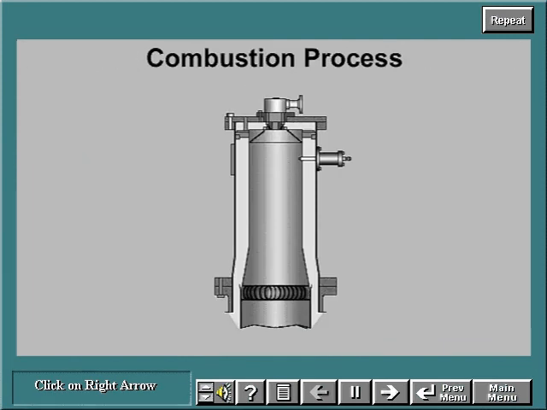The combustion process works like this. Compressor discharge air flows through the annulus between the outer casing and the liner and enters the liner cap.